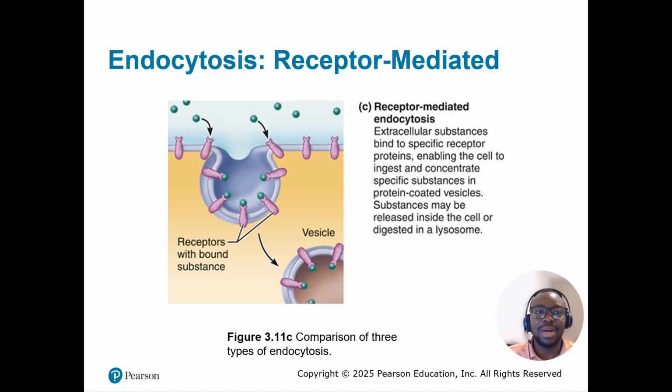Receptors are recycled back to the plasma membrane in vesicles. Substances taken up by receptor-mediated endocytosis include enzymes, hormones, and some pathogens.